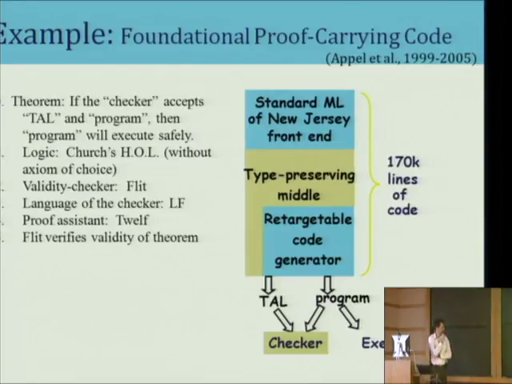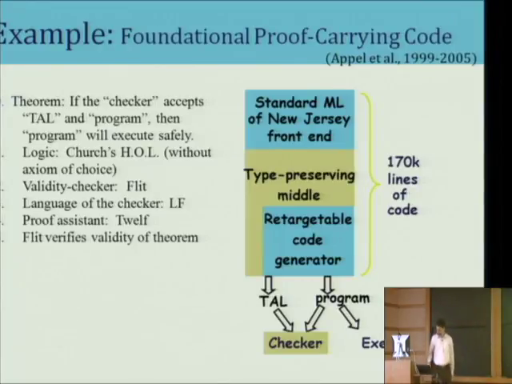I chose a logic, which is Church's simple theory of types, or higher order logic, 1941, except without the axiom of choice, because who needs the hassle of worrying whether you can trust that. And the validity checker is a little program called LFLINT that I'll tell you a little bit more about. The language accepted by this checker, that is the logic, is in some sense LF, the Edinburgh Logical Framework. So I expressed the axioms of higher order logic in the language LF, and the proof and the theorem. The proof assistant that I used to help me construct the proof is Twelf, by Frank Pfenning's group at Carnegie Mellon. And then the checker program verifies the validity of the theorem.